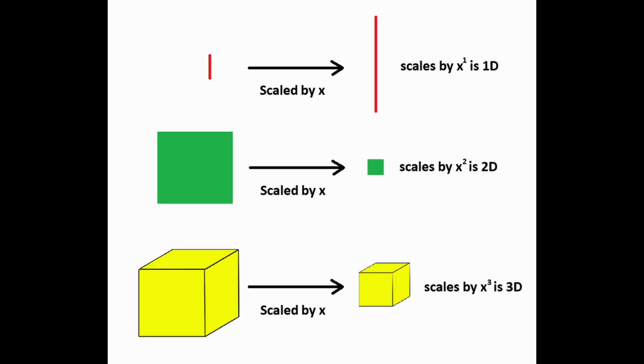In this way, we can say that if we scale an image by a factor x, then if an object scales by x, it is one-dimensional. If an object scales by x squared, it is two-dimensional, or an area. If it scales by x cubed, it is three-dimensional, which means it has volume. This is one way to define the dimensionality of an object.